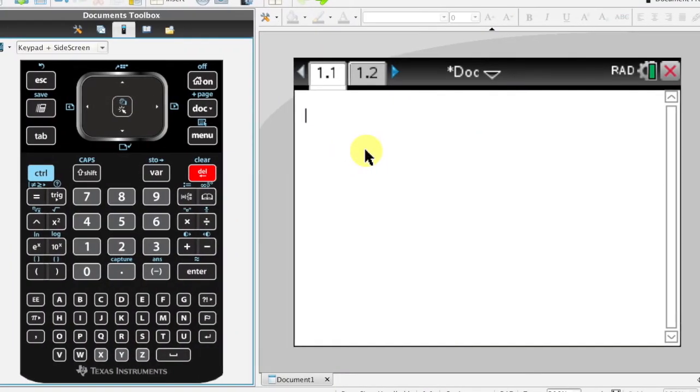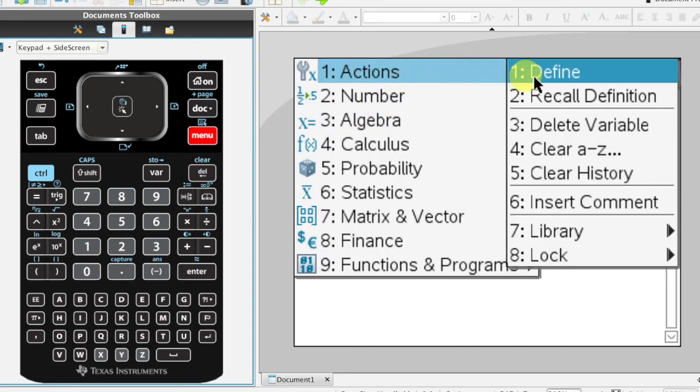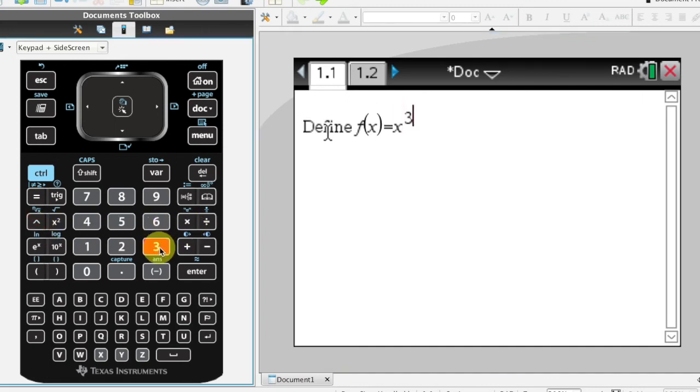So to begin, let's define f of x. So menu, actions, define. And we've got f of x equals the cubic x to the power of 3 minus 4x squared minus 11x plus 2.